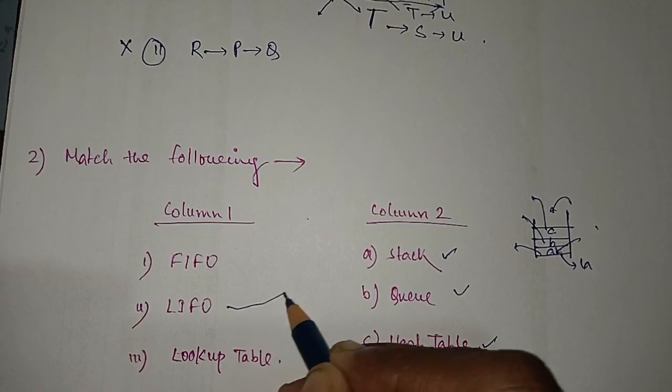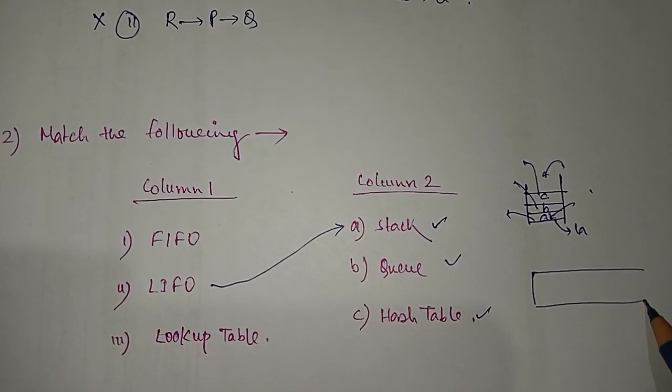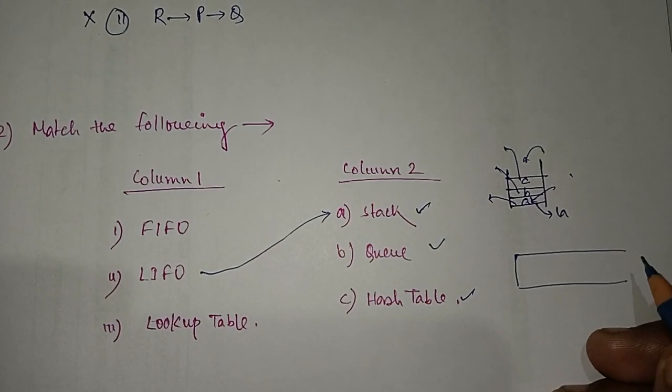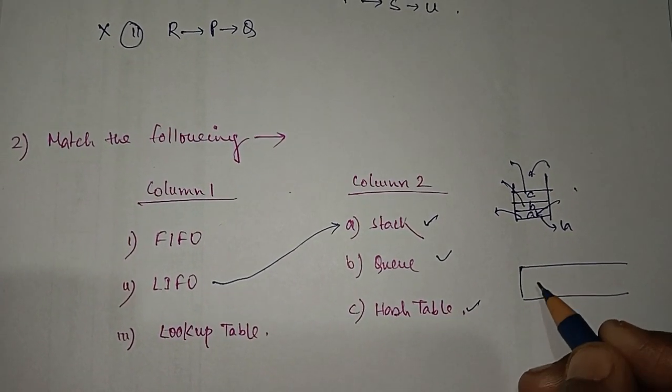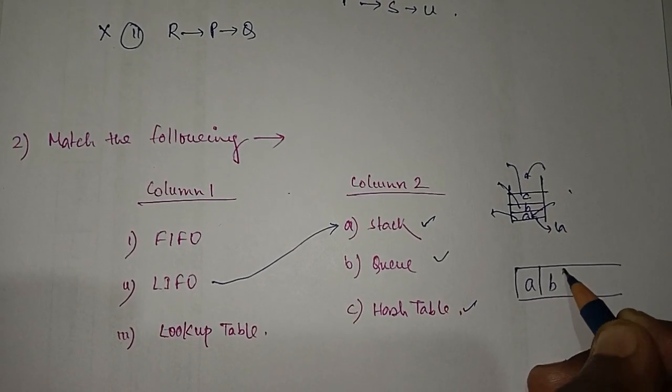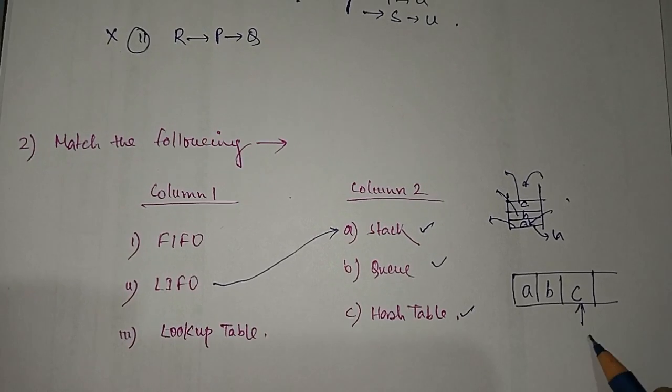So LIFO is stack. In a queue, we have to perform two operations: one is the enqueue operation and one is the dequeue operation. If we insert a value, there are two pointers, one is start and one is end.